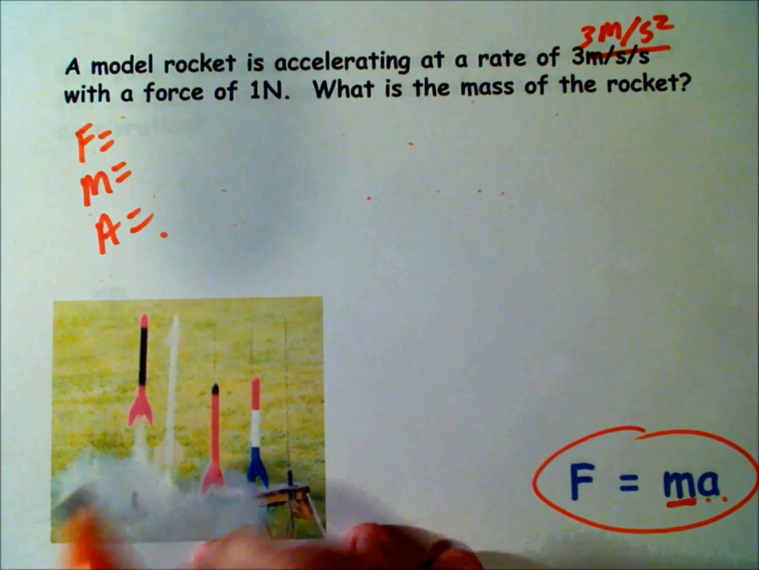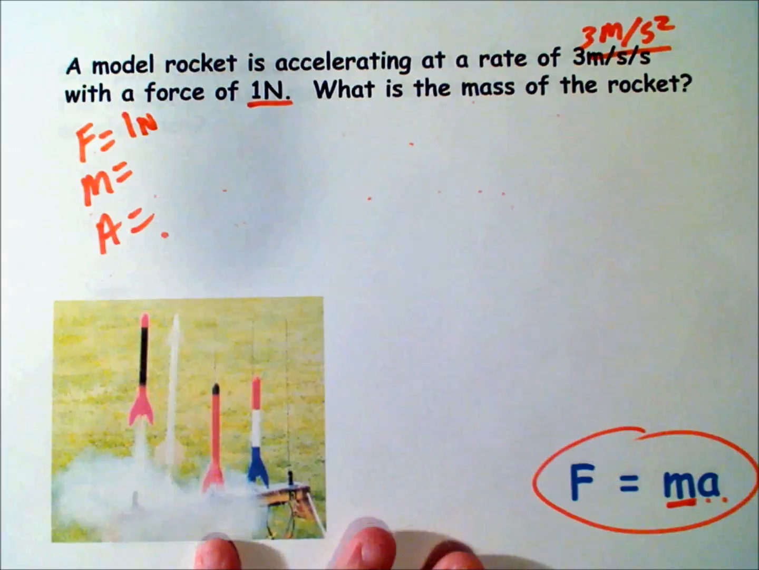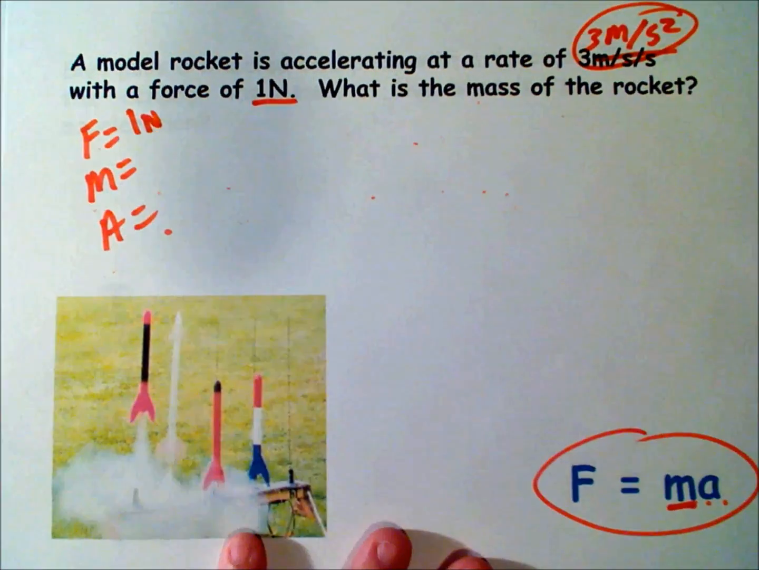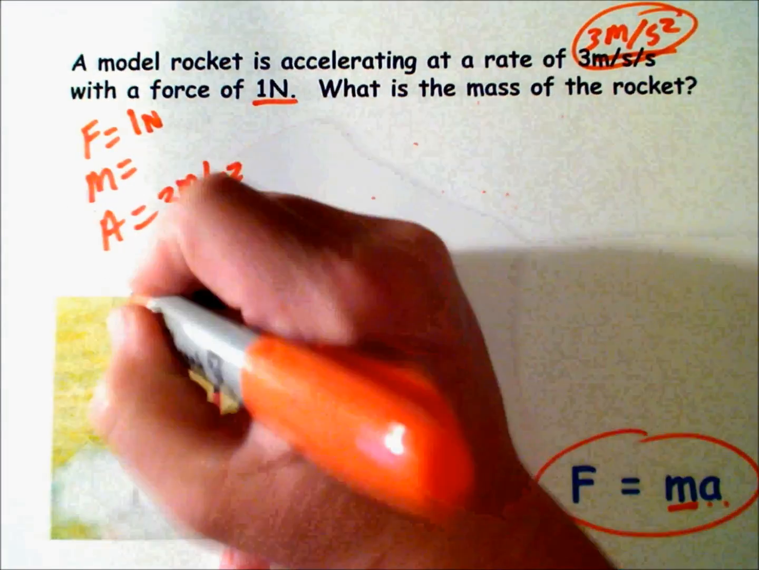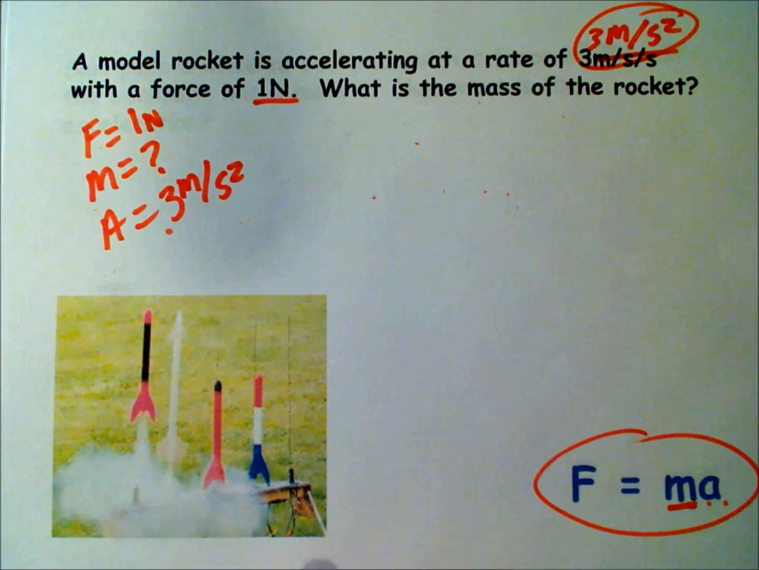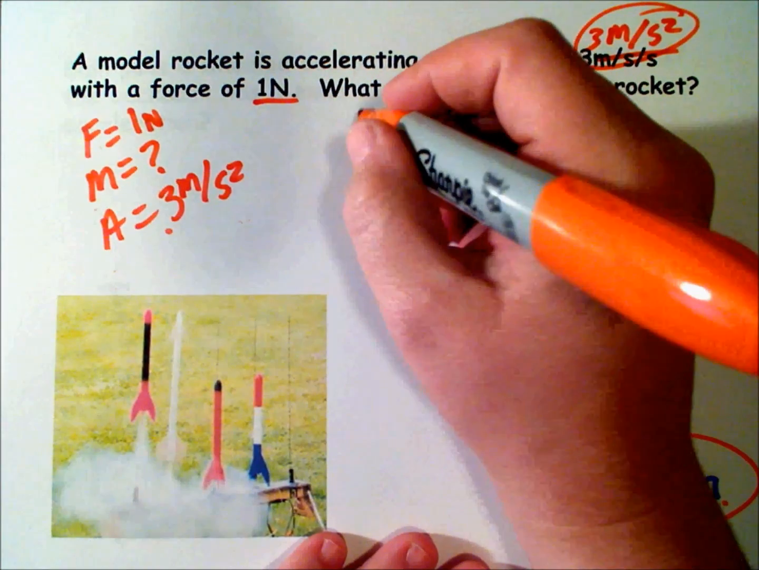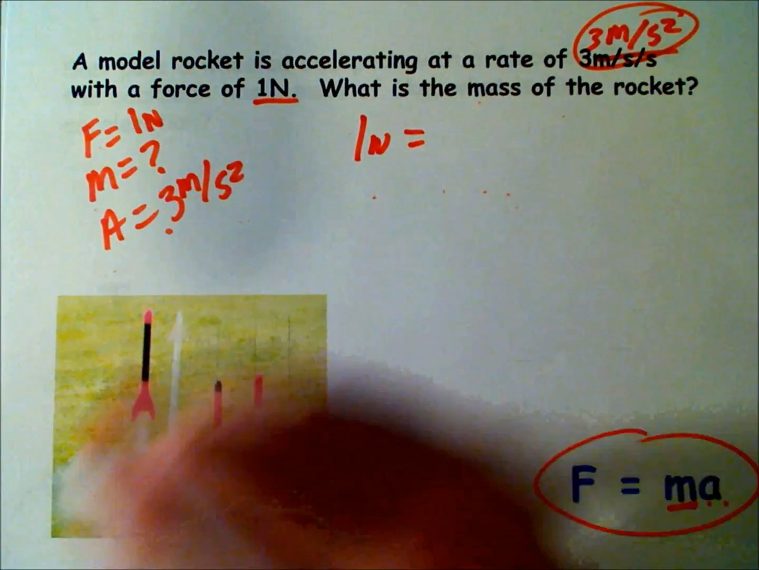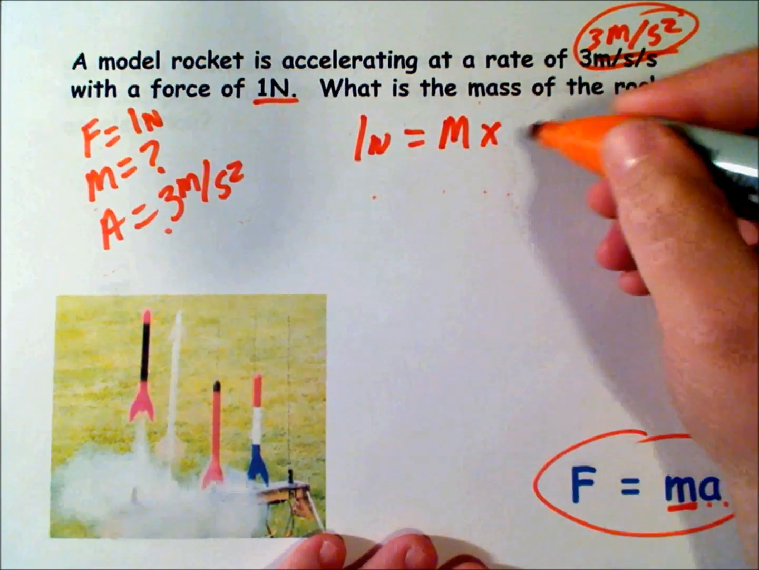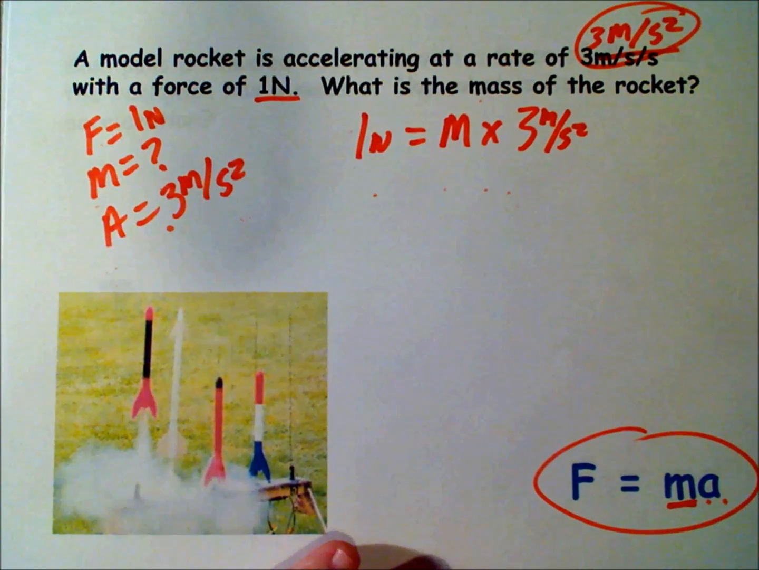So what do we know? We have a force, 1 Newton. We have an acceleration, 3 meters per second squared. But we don't know the mass. So just like before, we're going to plug our numbers into the formula and solve for mass. Our force, 1 Newton, equals mass, which we don't know, times acceleration, which is 3 meters per second squared. Now, in order to solve for mass, we have to get mass by itself.